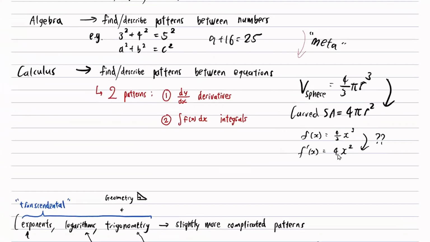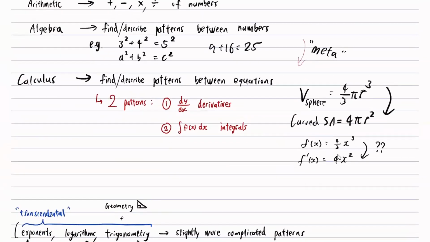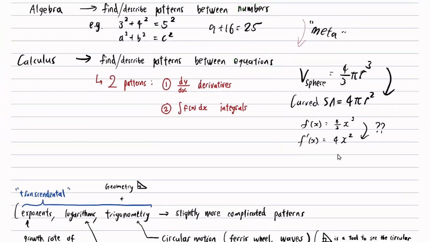Okay, so finding patterns between equations. Previously it's between numbers, now it's between equations. So there are two descriptions that you need to know of: number one, the derivatives, dy by dx, and number two, the integrals, the integral of f of x dx. I know these symbols are alien to you and you've never seen them before, but I will introduce them slowly later. For today, just derivatives.